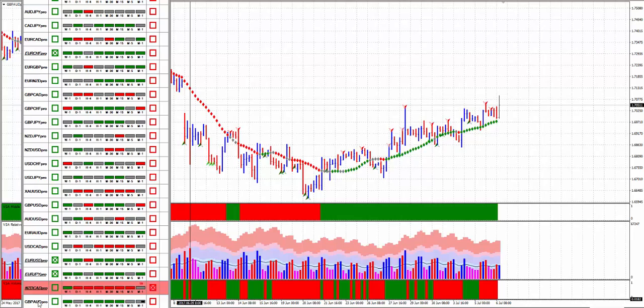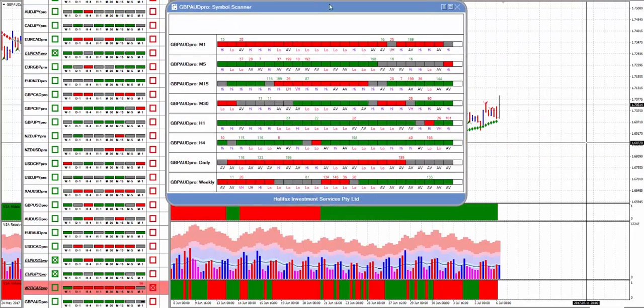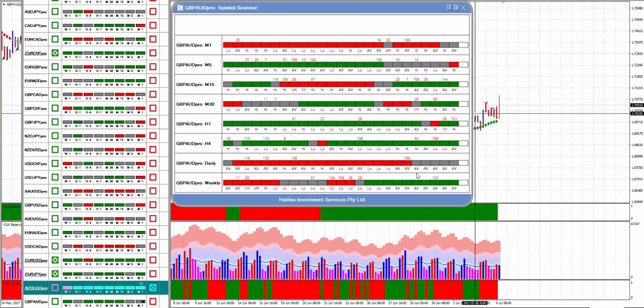Now, if we bring up the scanner, we can see that on the monthly and on the weekly, we certainly had some strength coming in, and it has certainly pushed up higher. So the weekly here is most likely the catalyst for it moving higher over the last couple of weeks.